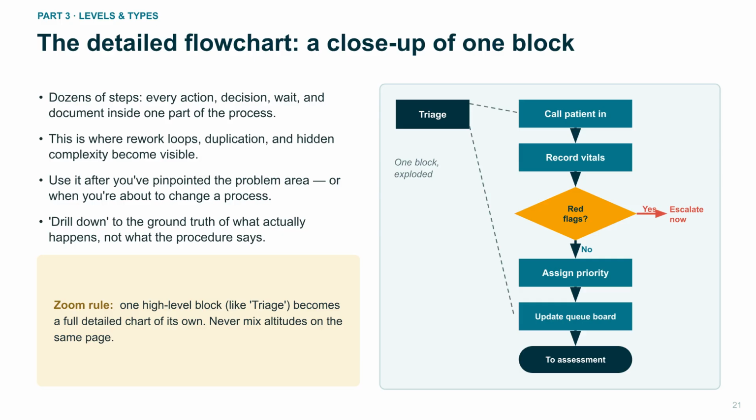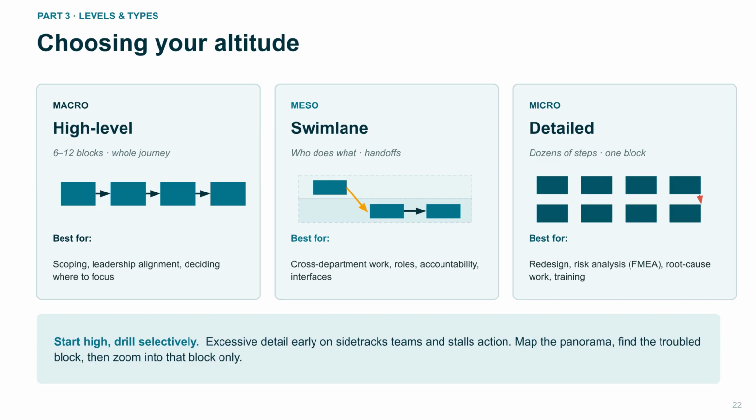By drilling down into a single high-level block, you can expose hidden rework loops and complexity. Only use this level once you have identified the specific problem area. When choosing your altitude, remember the goal. Use macro for scoping, the swimlane for mapping accountabilities, and micro for targeted redesign. Start high and only zoom in where the problems actually live.